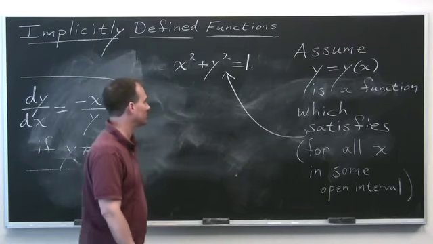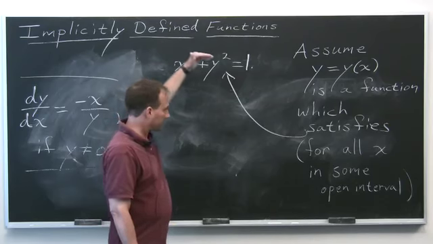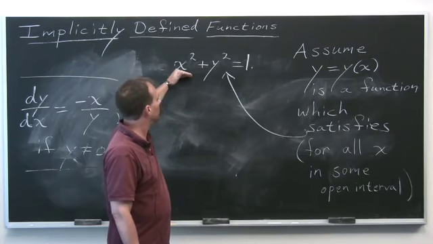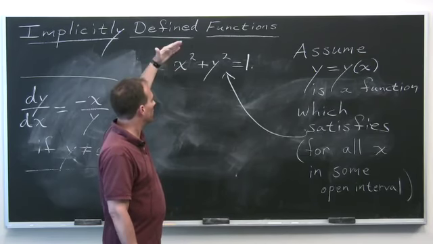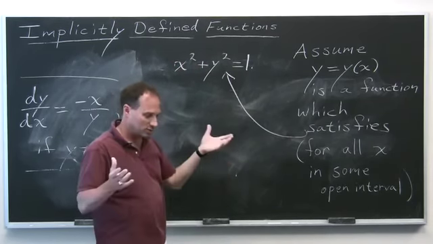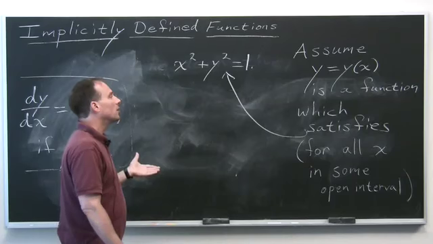But in math, we still say it's a function of x. It's just a constant function. So if you assume that y is a function of x which satisfies this for all x in some open interval, then this side's a function of x, that side's a function of x, and we're saying these two functions are equal for all values of x in some interval.